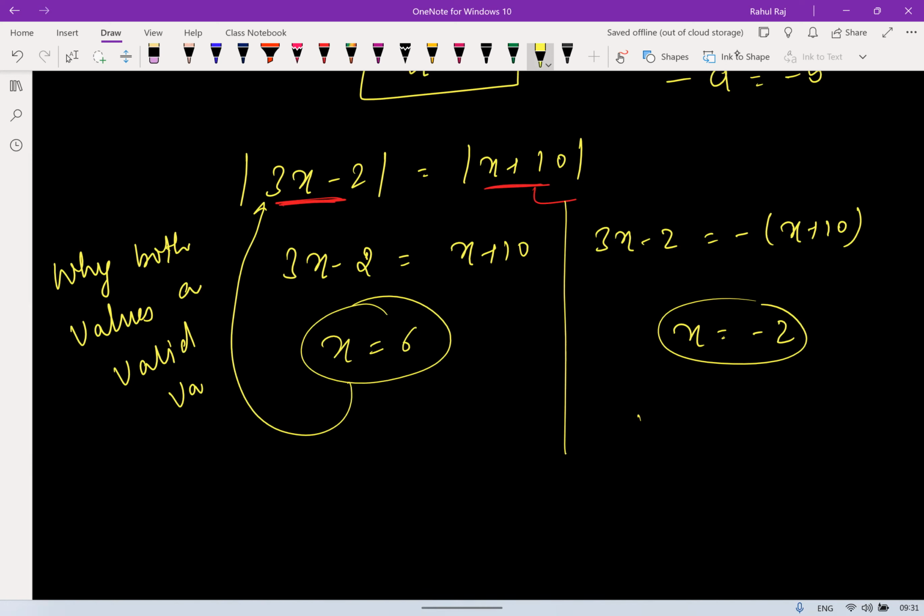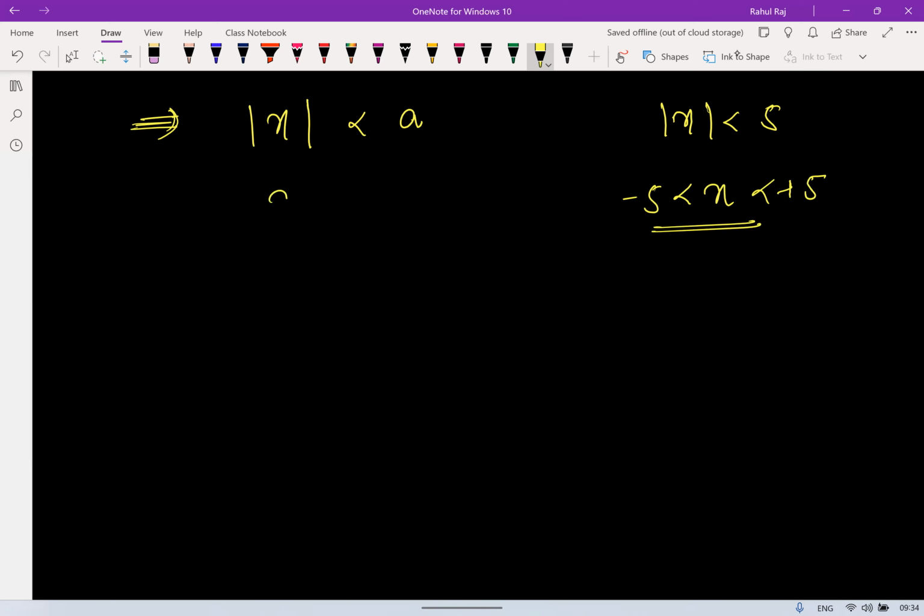Imagine if I say mod x is less than 5. What do you mean by this, Alexa? X is less than +5 or -5? We have to check. No, x lies between -5 and +5. And please understand, this is no formula. Mod x less than a means x lies between negative a and positive a. And please understand, this is not a formula, Alexa.